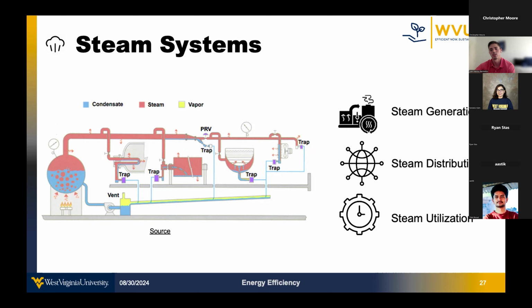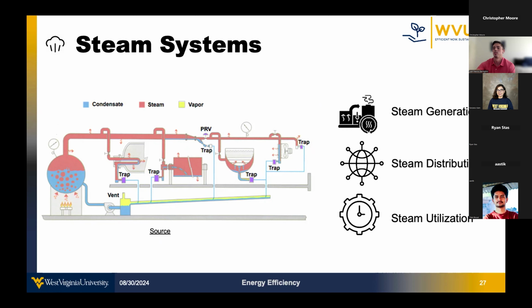Steam generation is the process of converting water into steam, and this usually happens inside the boilers. The efficiency with which we generate steam directly affects energy consumption. So the goal is to produce steam using the least amount of fuel possible.